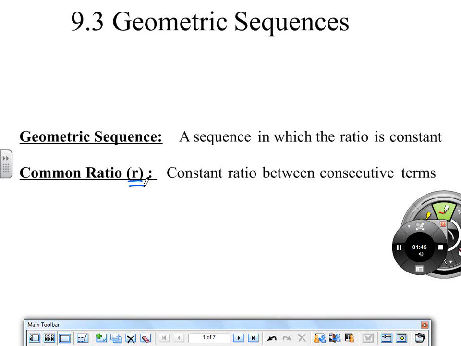So for example, this would be a geometric sequence. Okay. 1 would be the first term, and the common ratio between terms is 2. And that's obtained by either asking yourself, what am I multiplying one term by to get to the next? Or by taking a term and dividing by the term that came before it, and that would give us 2 in each case.